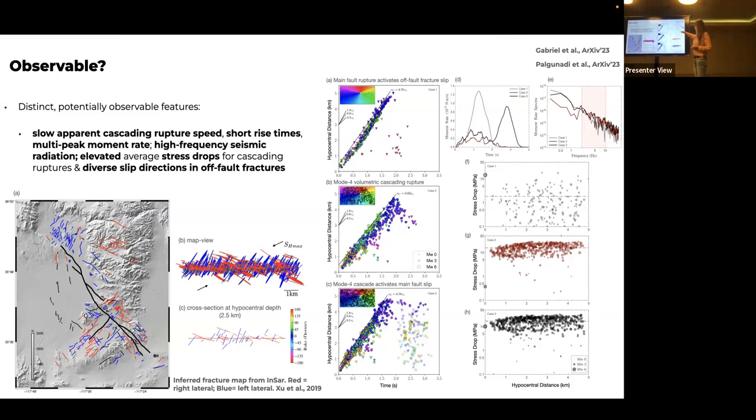So it would be stress drops with hypocentral distance. This is the main fault. These are all the fractures, individual stress drops when they're breaking. For the cases where we have this volumetric multiscale cascades, we see that this is slightly elevated. And we see this diverse slip directions on off-fault fractures. And I compare this here to an inferred fracture map of the Ridgecrest earthquakes, where we also see this diversity in slip direction, which cannot be fully explained only by mapping out the Coulomb stress pattern.